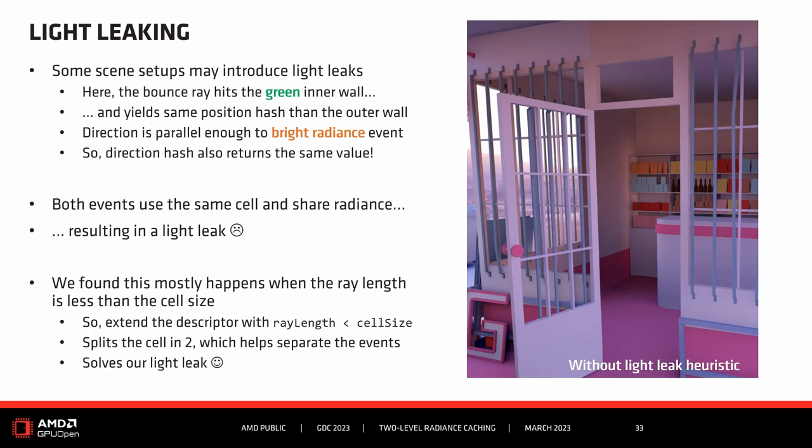So what we've done is we've extended our vertex descriptor with the Boolean result of the ray length versus cell size inequality test. It's a nice thing about spatial hashing. You can just throw more things in the descriptor and you get new cells. What this does here in this particular case is that it splits the two events that we've just seen into two separate cells. So we separate out the events and we solve our light leak.